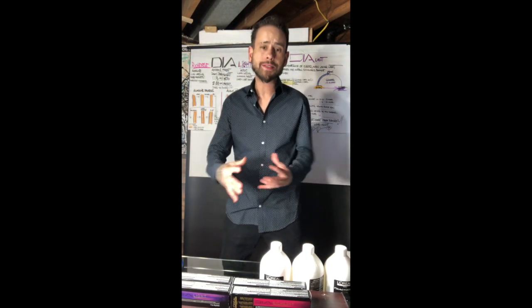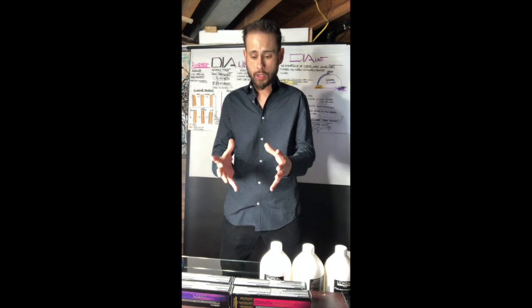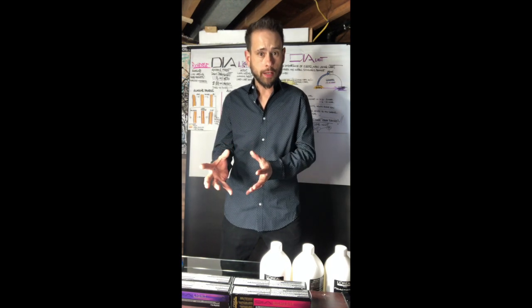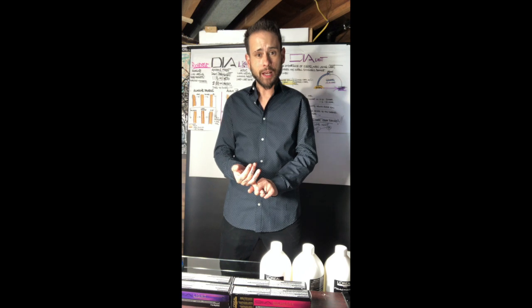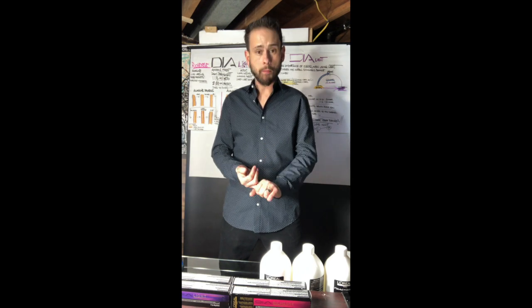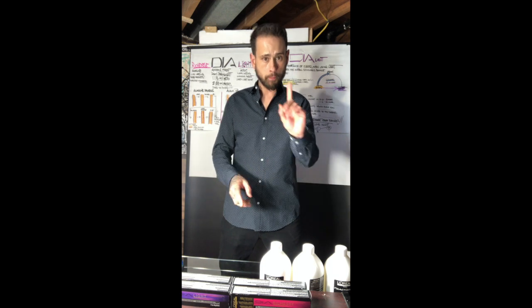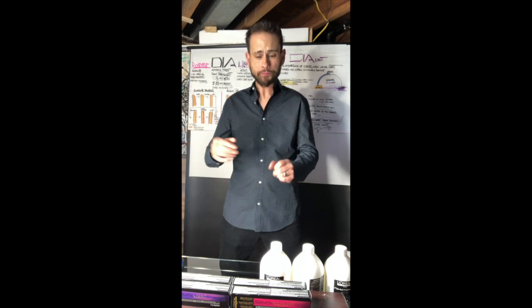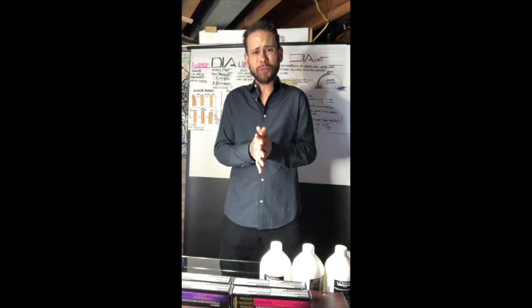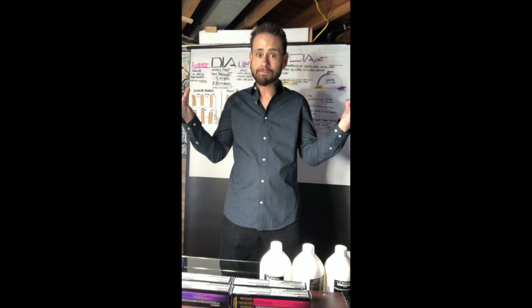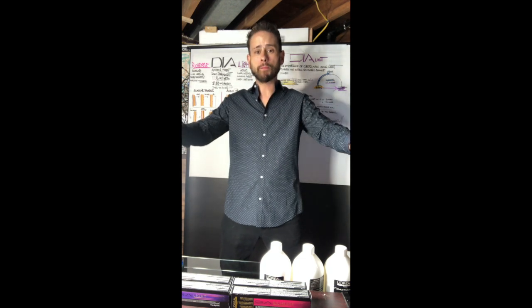So, Dia Light and Dia Richesse, let's talk differences and similarities. Some things that are similar are processing times of 2 to 20 minutes, ammonia-free, and a 1 to 1.5 mix ratio, meaning 1 part color, 1.5 developer. And they're both awesome, but that's where things start to break apart a little bit, right?